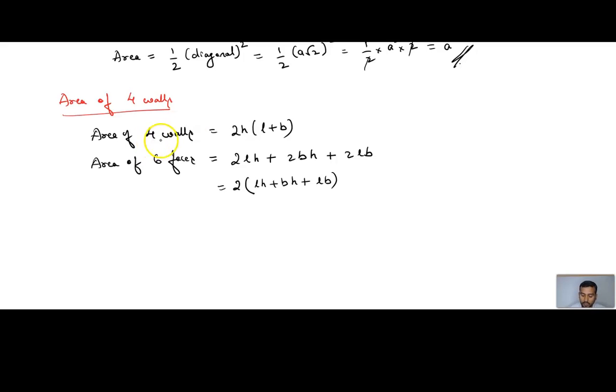To find the area of 4 walls, 2H into (L plus B). If you want to find the area of this face, 2LH or HL, 2HB or BH, or 2LB or 2BL, anything you can write. This is all area, which means square units. Is this clear, children? So this is the formula we are going to use to find the area of 4 walls and area of 6 faces.